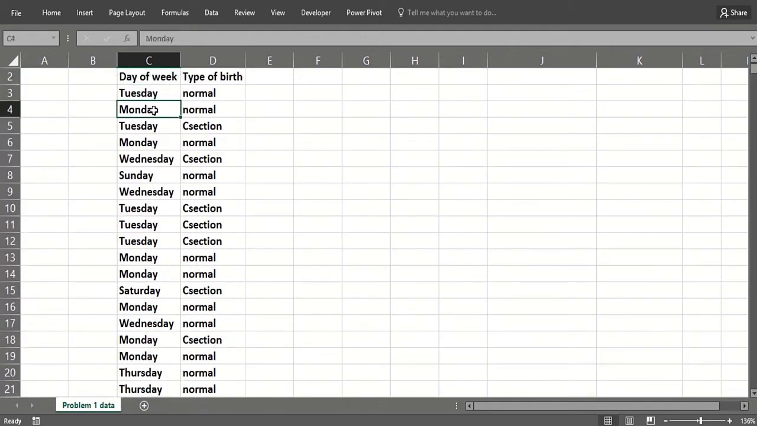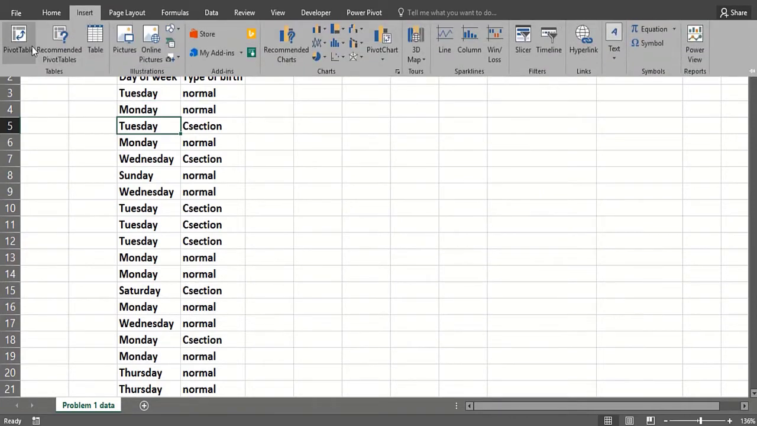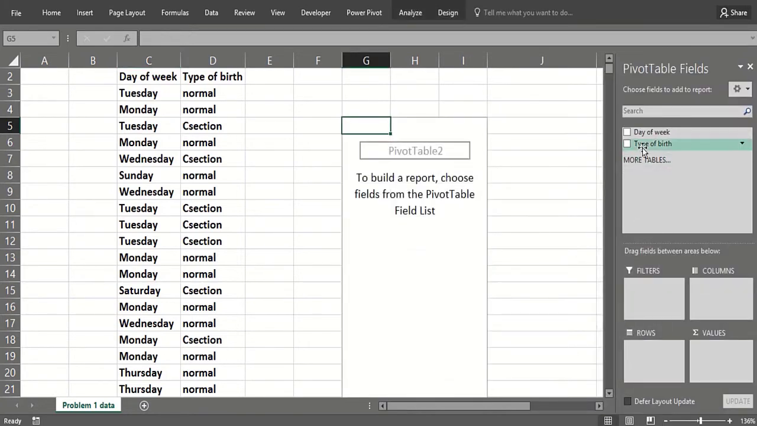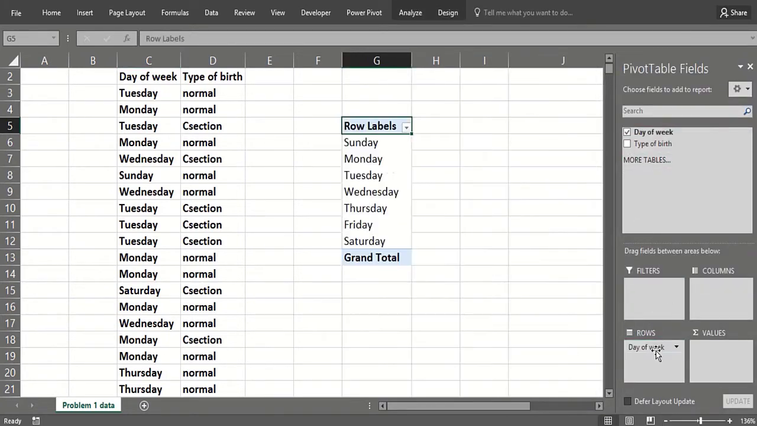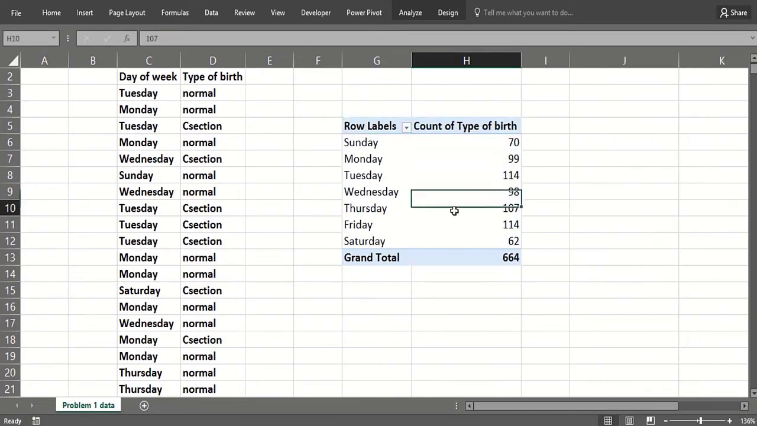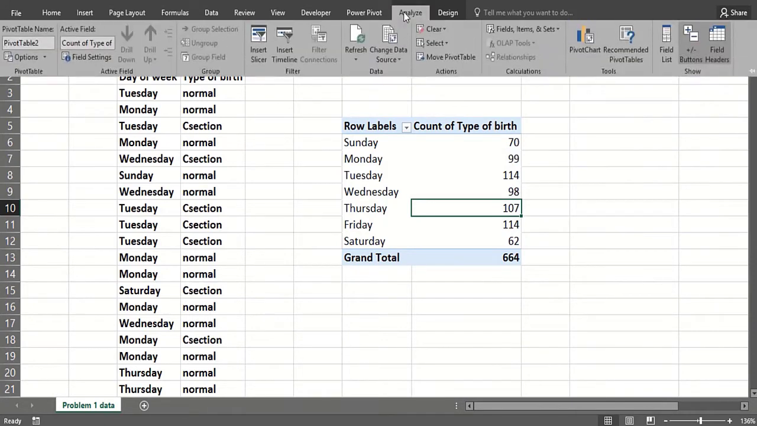So first of all, we should probably look at each day of the week, how many births. So we can go Insert, PivotTable. Okay, it picked up our data, existing worksheet, get the field list. So I want to know for each day of the week, how many births. So I could just drag type of birth to the values. Okay, now we could do a chart there. That would be nice. So under the Analyze tab, we would do a PivotChart.